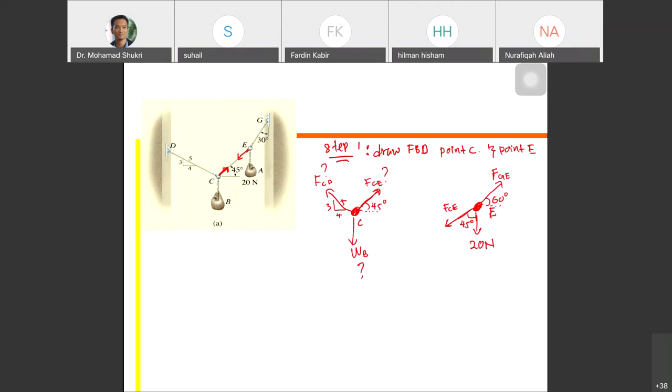In fact, you have only two equations, which is summation of Fx and summation of Fy. But you have three unknowns. You cannot solve using that equation. Okay, so look at this one, point E. So you have FCE unknowns, FGE is your unknowns. So you have two unknowns, so you can solve this. You solve this one first using equation of equilibrium, because we have enough equation and enough unknowns. All right. So solve for point E first. Solve for point E.